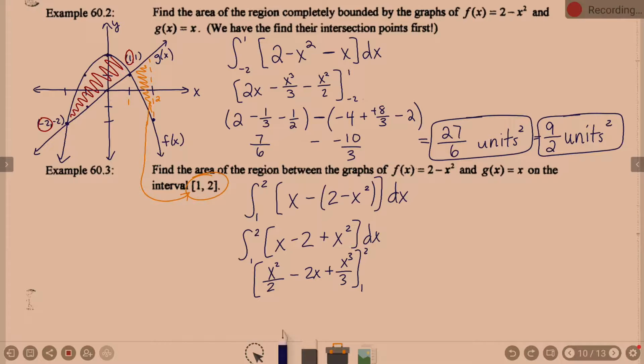Okay, I'm going to plug in 2, and when I plug in 2, I've got 2 minus 4 plus 8/3, minus, now I'm plugging in 1, 1/2 minus 2 plus 1/3.